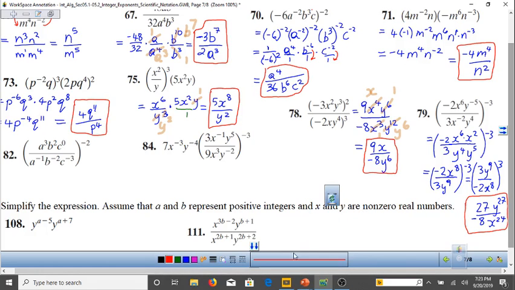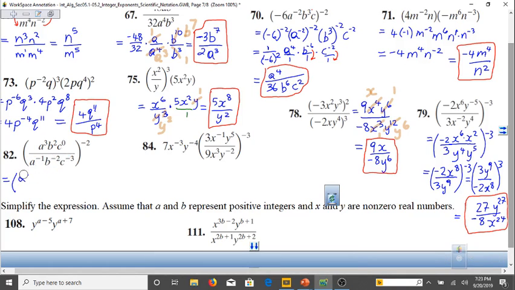All right, let's do a few more of these and then move on. For number 82, I'm going to do it the other way. First, I'm going to flip it, then I'm going to simplify. Now, I know that c to the 0 is already 1. So I have a to the negative 1. Well, let's do it this way.